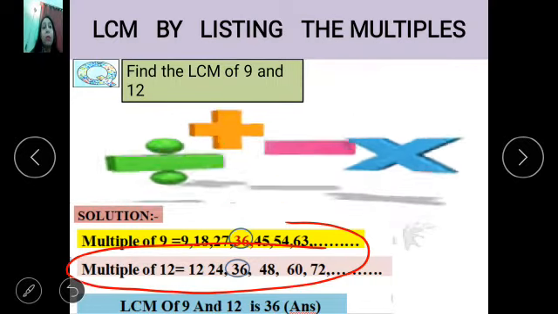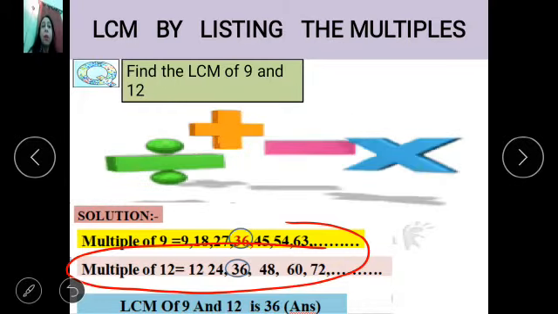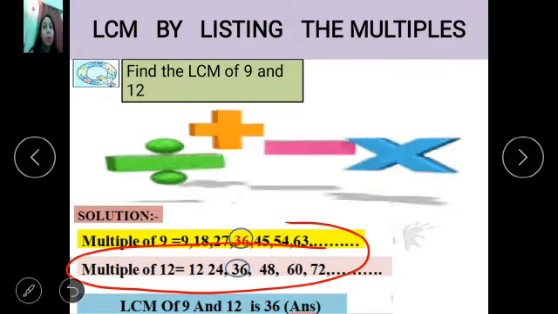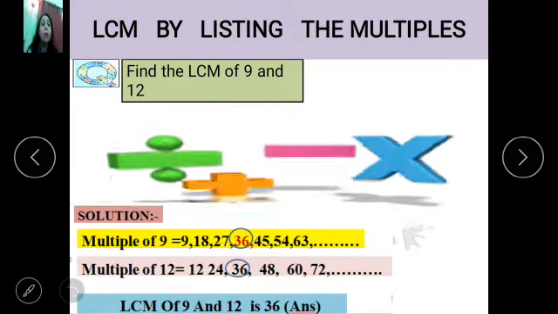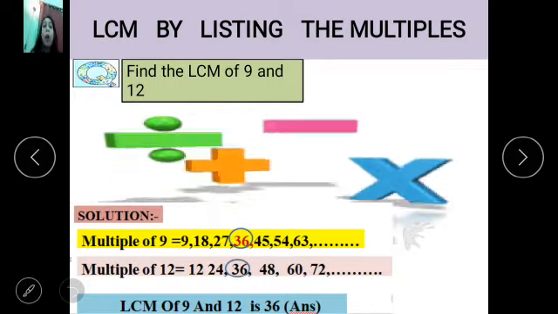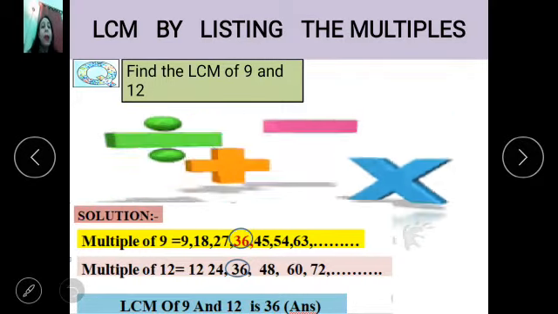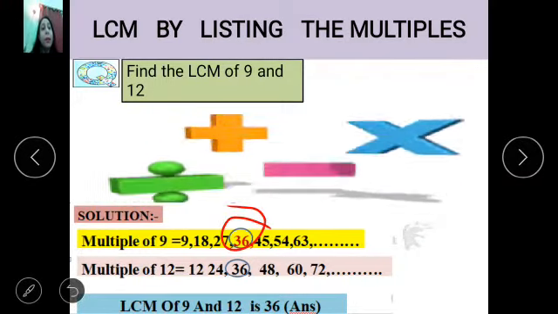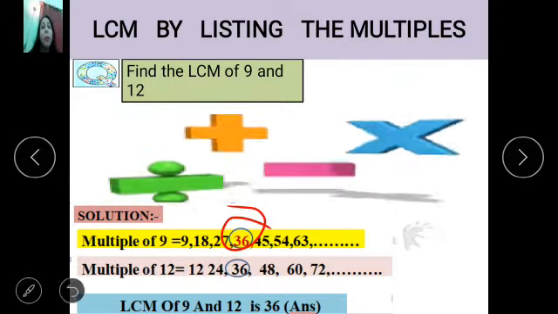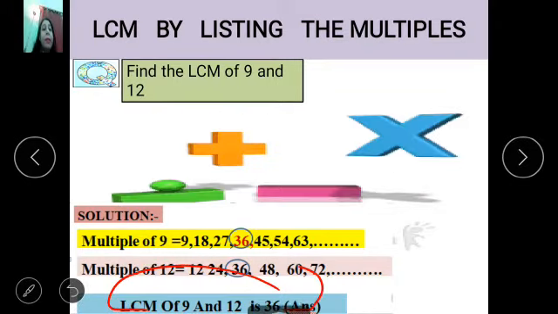So like that, you first have to write out the multiples of those numbers, whatever numbers are given in your question. Then what shall we do? We just find out which one is the least common multiple. So in the case of 9 and 12, I got 36 as the least common multiple. So the LCM of 9 and 12 is 36.